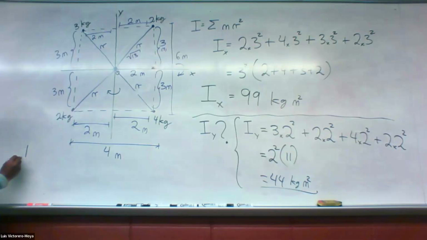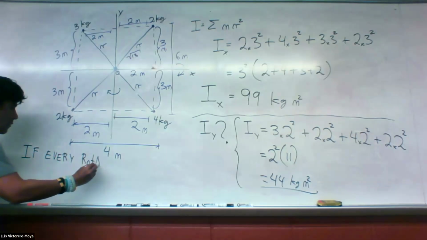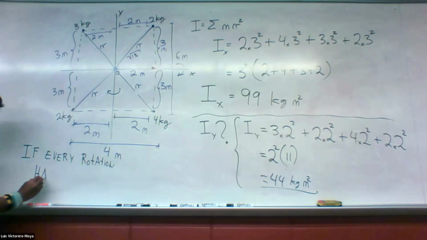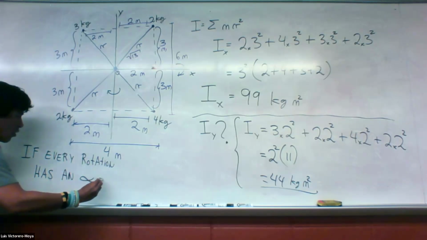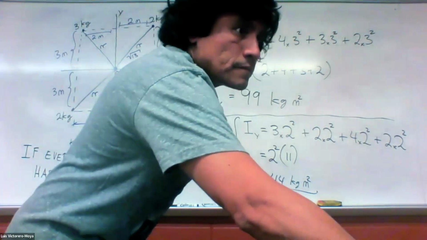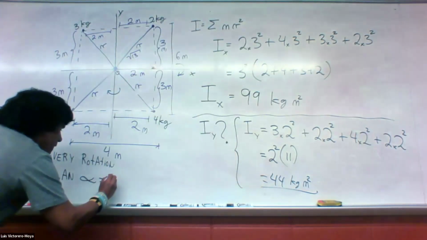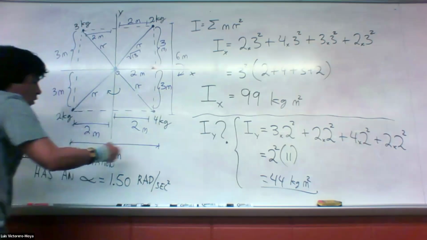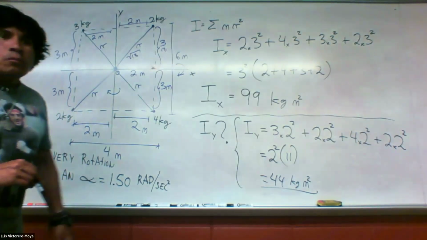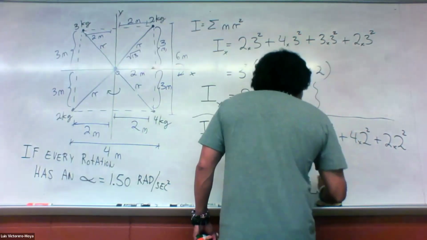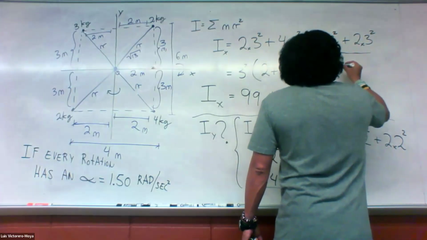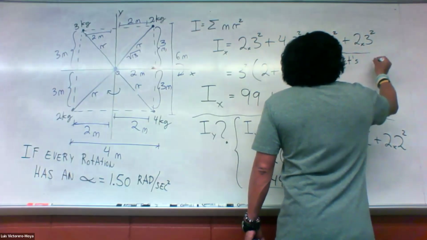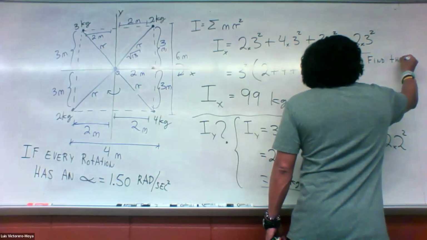So let's write here. If every rotation has an angular acceleration of 1.50 rad per second squared. So if each of those has that acceleration, find the torque produced. Let's find the torque.